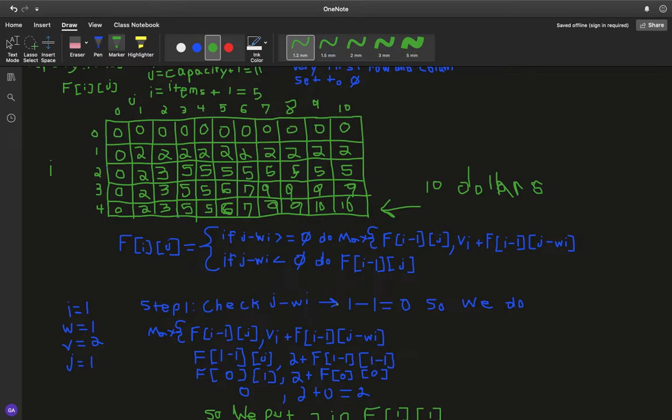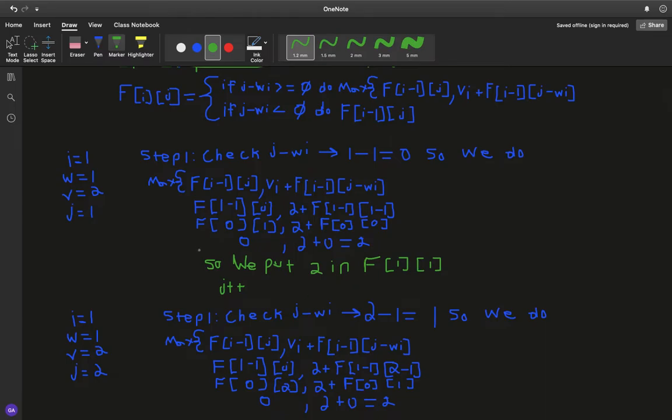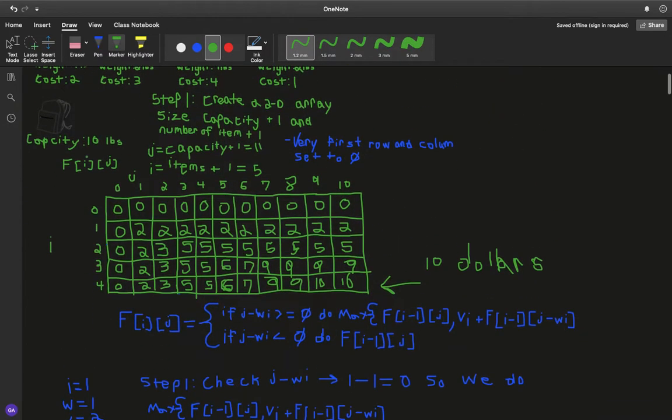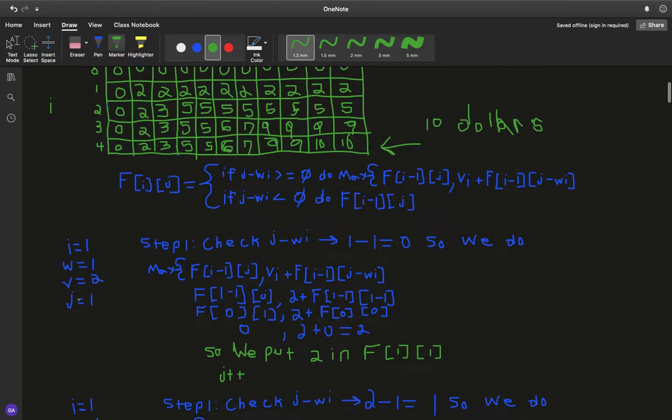So as you can see here, we're starting with item 1, and the weight is 1, cost is 2, value 2, and j is 1. So step 1 is check the capacity minus the weight, which here is just j. J minus the weight is 1 minus 1 is 0. So 0 is equal to 0, so we do this first equation here, and we find the max. We take the max of either of these two.